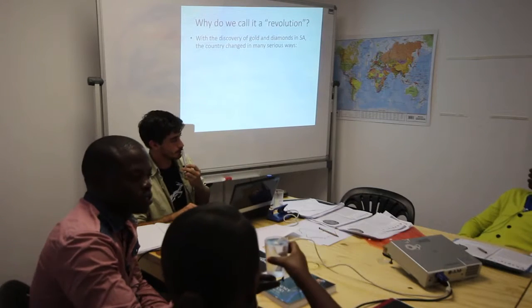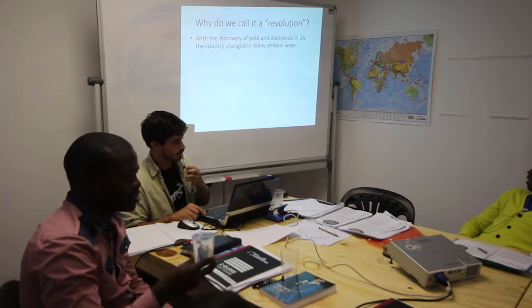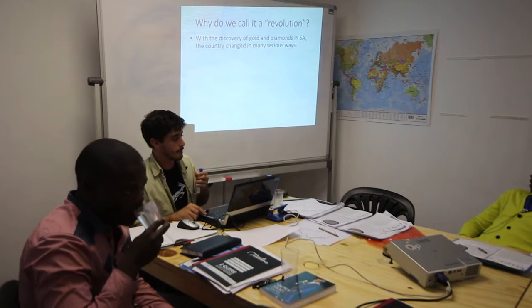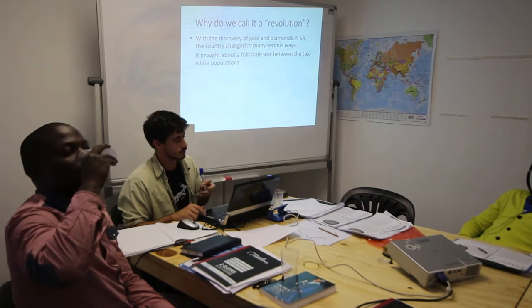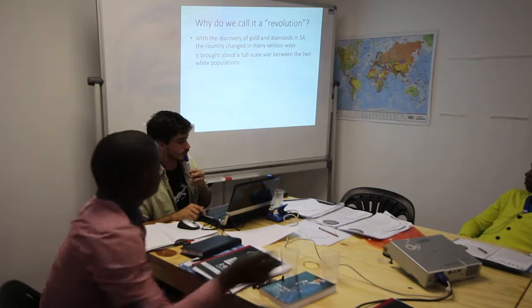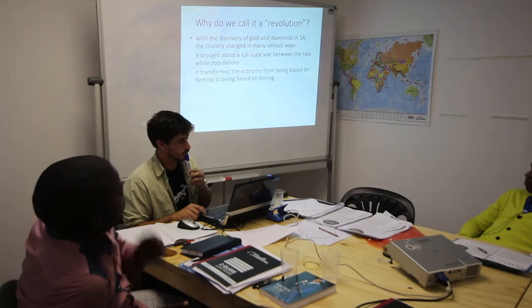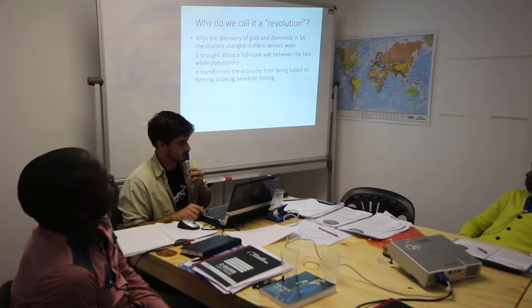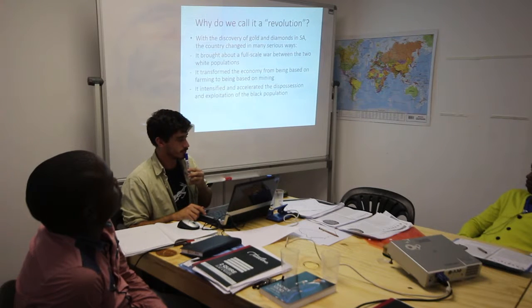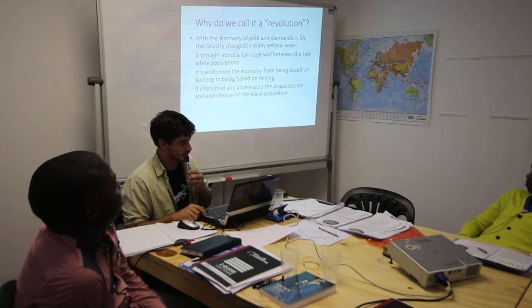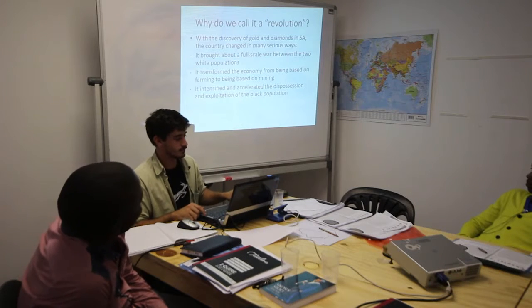Why do we call it a revolution? With the discovery of gold and diamonds in South Africa, the country changed in many serious ways. It brought about a full-scale war between the two white populations. It transformed the economy from being based on farming to being based on mining. It intensified and accelerated the dispossession and exploitation of the black population.